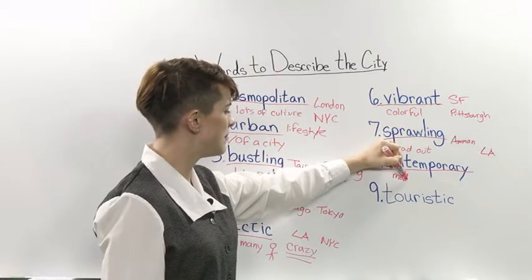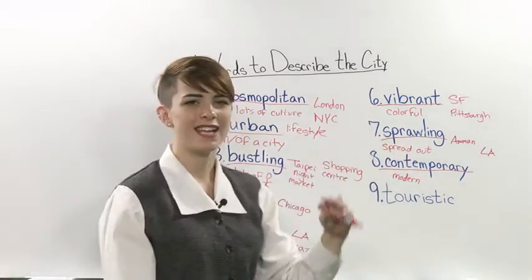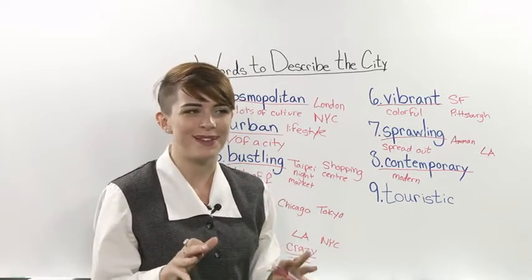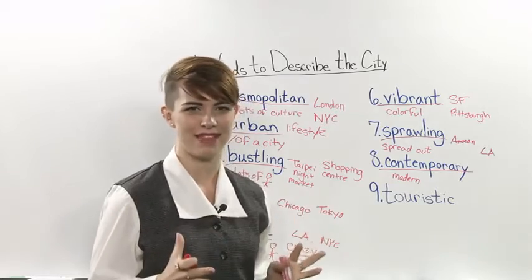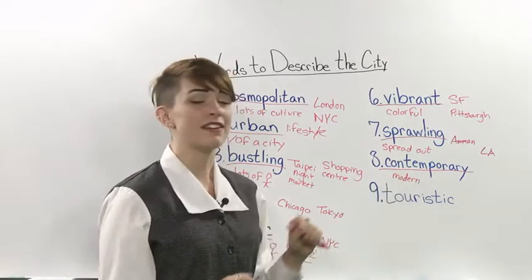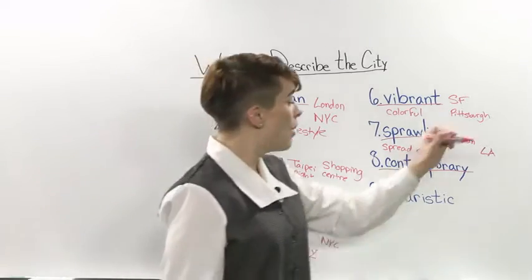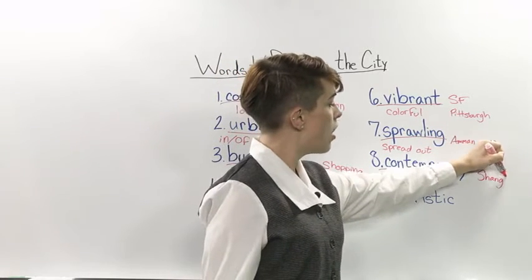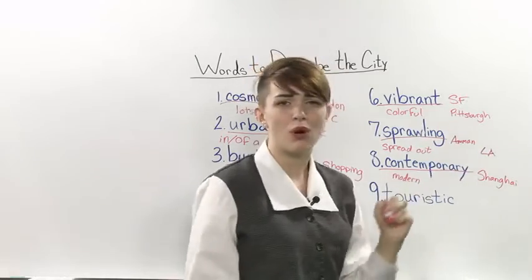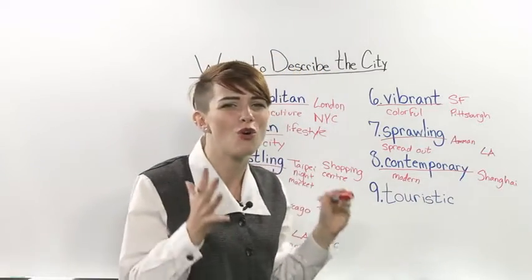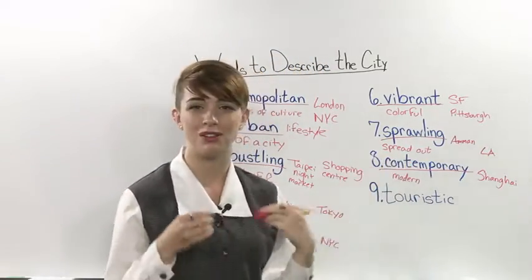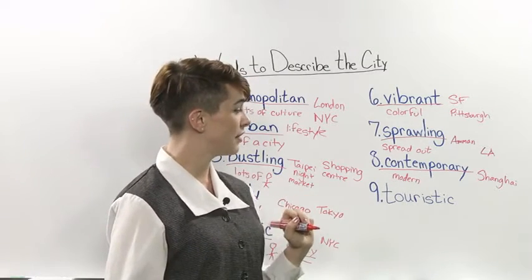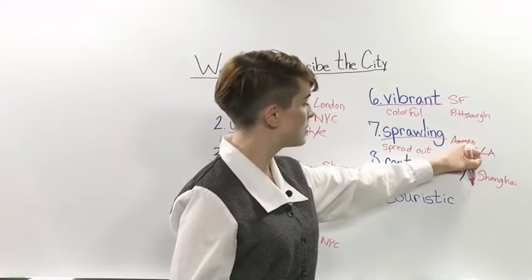Contemporary simply means modern. It is modern. New. It doesn't look very old. It looks like it just came there. An example of a contemporary city most likely would be Shanghai. All of the buildings and roads in Shanghai look so very contemporary, look so new, futuristic. Another contemporary looking place might also be Seoul.